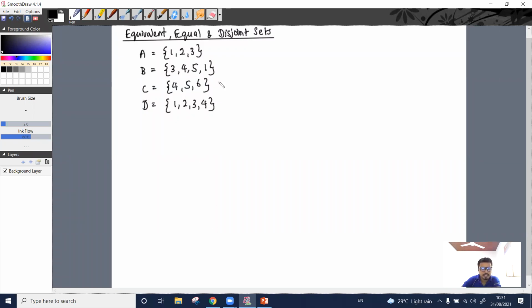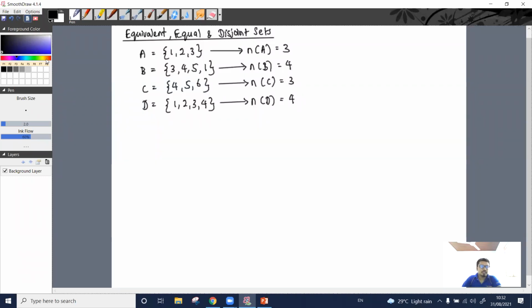What are the equivalent sets here? How can we decide that? You know about cardinal numbers. Tell me the cardinal number of set A. That is 3. There are 3 elements. What is the cardinal number of set B? That is 4. There are 4 elements. And what about C? The cardinal number of set C is 3. And the cardinal number of set D is what? 1, 2, 3, and 4.